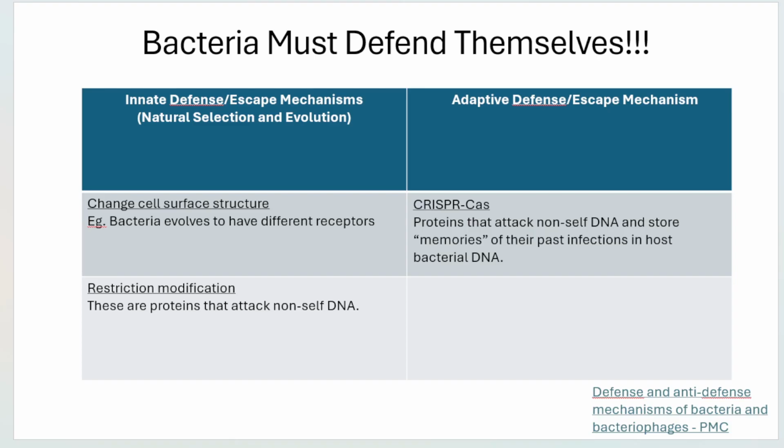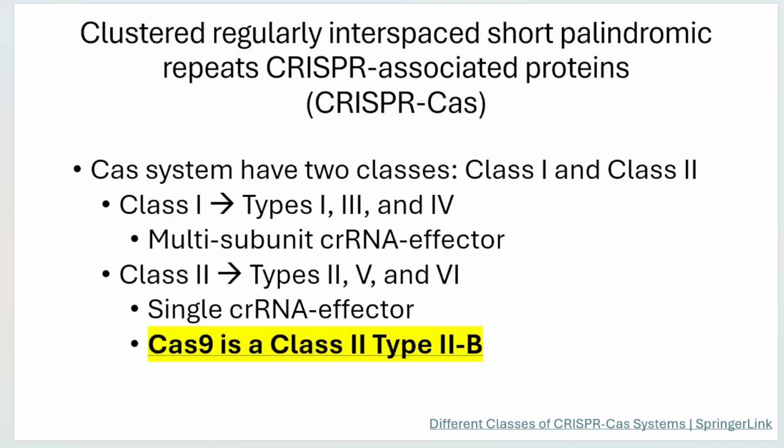And that will be the topic of today. So CRISPR-Cas stands for clustered regularly interspaced short palindromic repeats, CRISPR-associated proteins. Just to give you a scope of how many Cas systems there are out there, Cas systems have two classes, class 1 and 2. Class 1, types 1, 3, and 4 are multi-subunit crRNA effectors, and class 2 are types 2, 5, and 6, and these are single crRNA effectors.